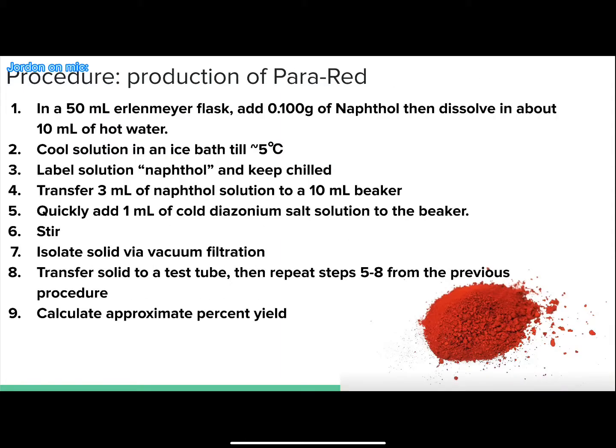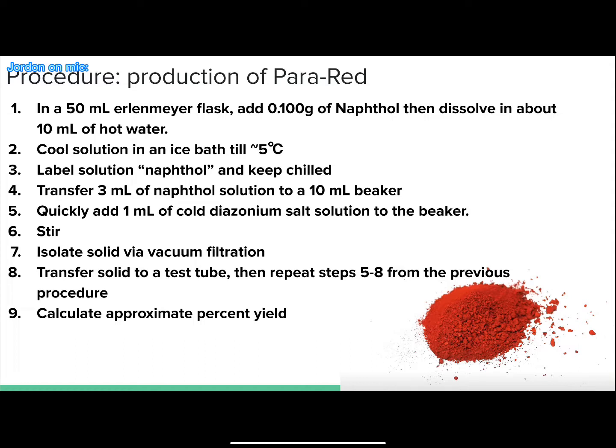In the production of Para-Red, Step 1. In a 50 milliliter Erlenmeyer flask, add 0.1 grams of naphthol, then dissolve it in about 10 milliliters of hot water. Step 2. Cool the solution in an ice bath till it's around 5 degrees Celsius. Step 3. Keep the naphthol solution chilled.